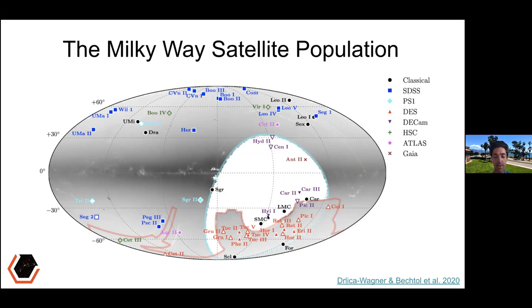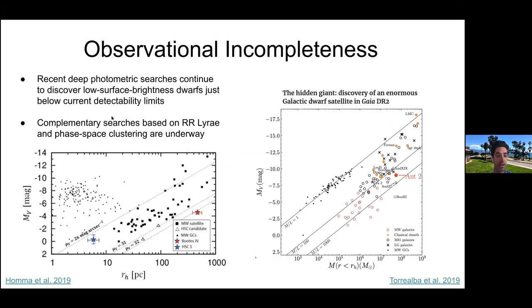There's this Hydrus-1 system that's kind of in between the Magellanic Clouds. Antlia 2, which I'll talk about a little bit more, was discovered, or at least initially identified, using our Lyrae clustering in Gaia. And then there are these green points, which are Hyper Suprime-Cam satellites, which are particularly intriguing because what they point to is the fact that our current census of satellites is still highly incomplete at the faint end. So in particular, these deep photometric searches, such as by HSC, really continue to discover really low surface brightness dwarfs that are just below the current boundary of galaxy detectability.